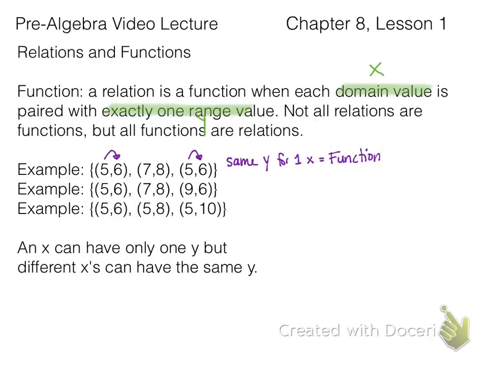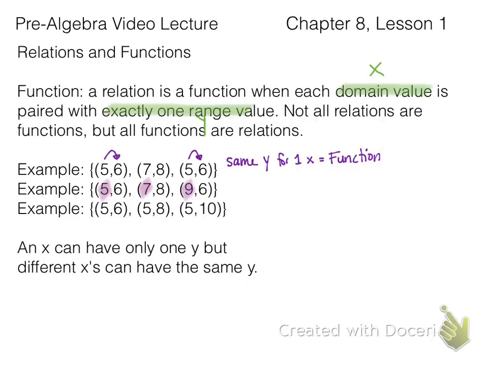So an x can only have one y, but different x's can have the same y. Okay, which is in my next example. We have 5 with 6, 7 with 8, and 9 with 6. Because I don't have two different 5s with a different y, it's okay. It's okay that both 5 and 9 go to 6.